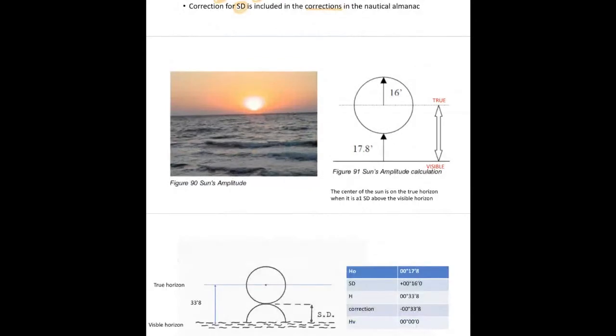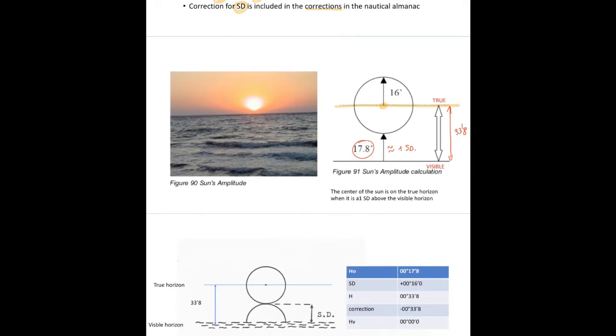Again, this is the same thing. So we know that the center of the sun is on the true horizon when? Because the difference here normally is 33.8. If we subtract 16, take your calculator and do this, then you get 17.8, and that is approximately 1 semi-diameter of the sun. So they say the center of the sun is on the true horizon when it's approximately 1 semi-diameter above the visible horizon.